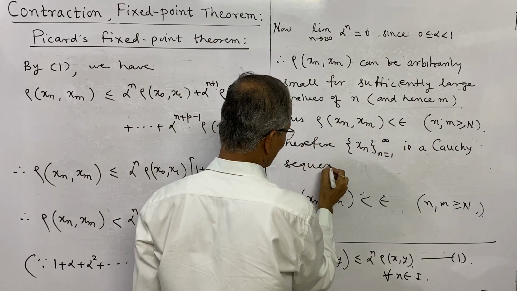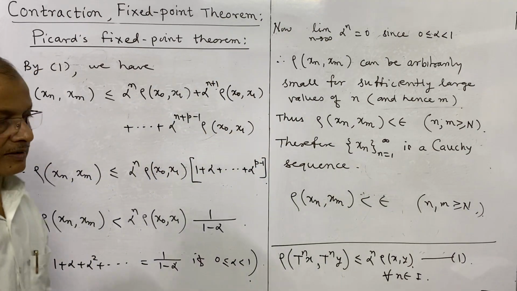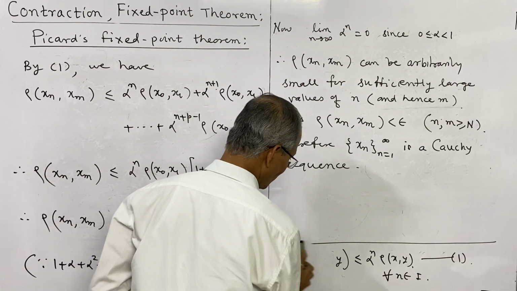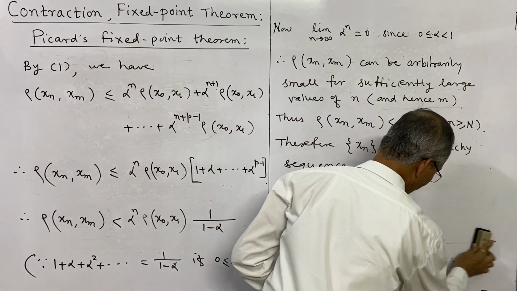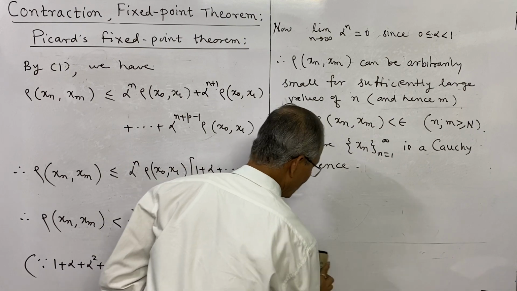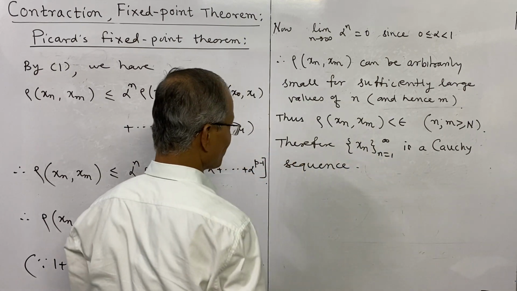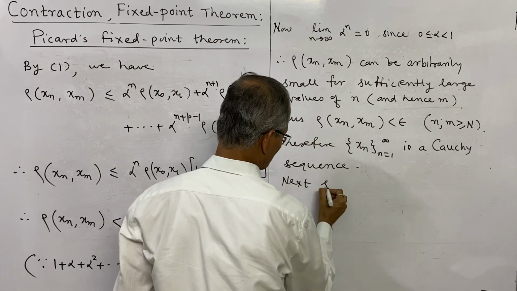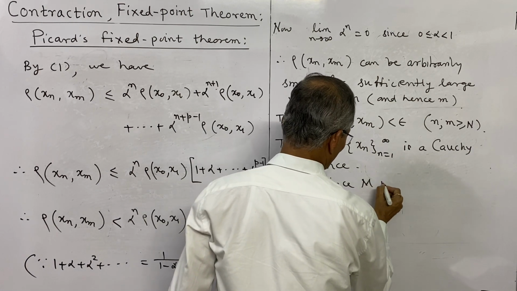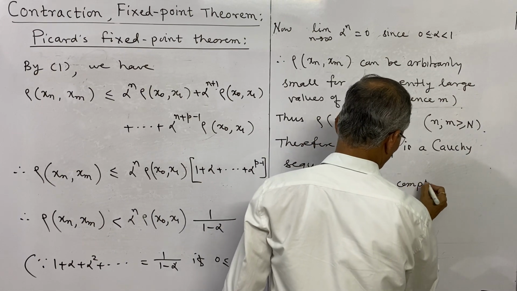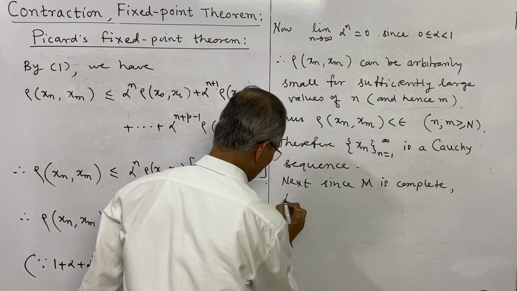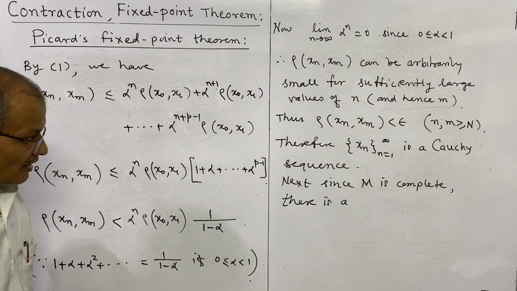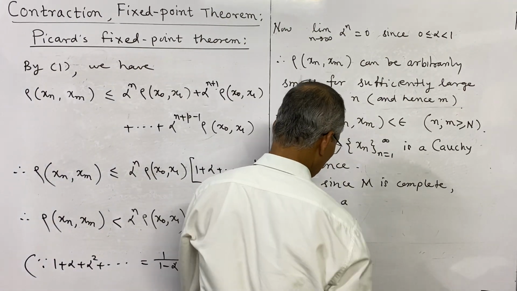And now we shall use the fact that M is complete. So thus we have proved it is a Cauchy sequence. Next, since M is complete, there is a number x belongs to M.